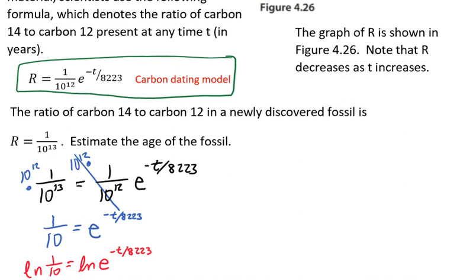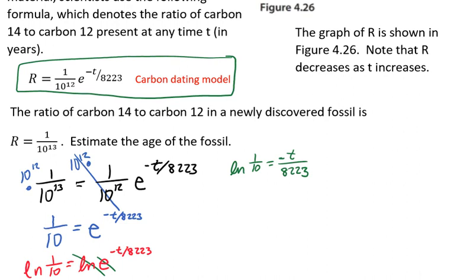To get the t out of the exponent, we're going to take the natural log of both sides, and we're taking the natural log because our base of the exponent was e. So the natural log of both sides enables us to cross out the natural log and the e on the right side, leaving us with the natural log of 1 over 10 equals negative t divided by 8,223.